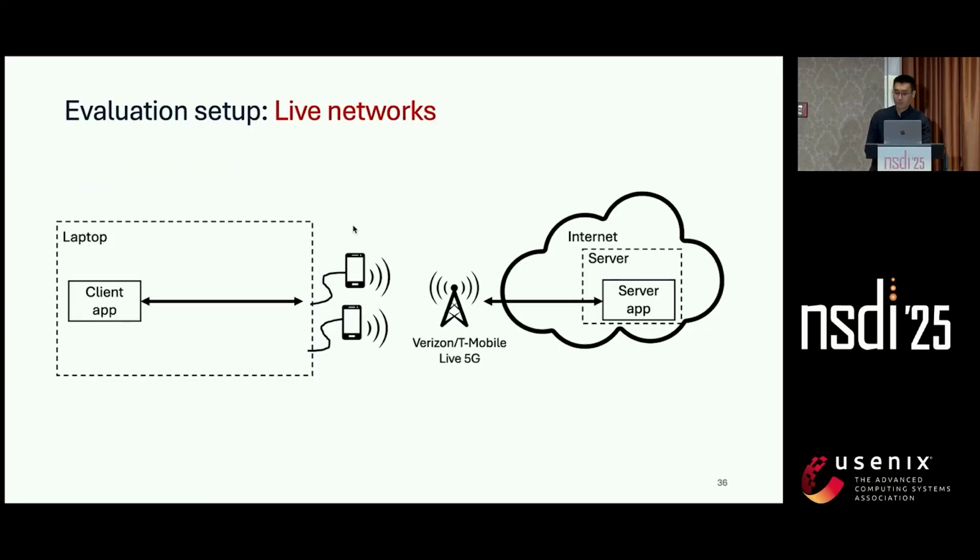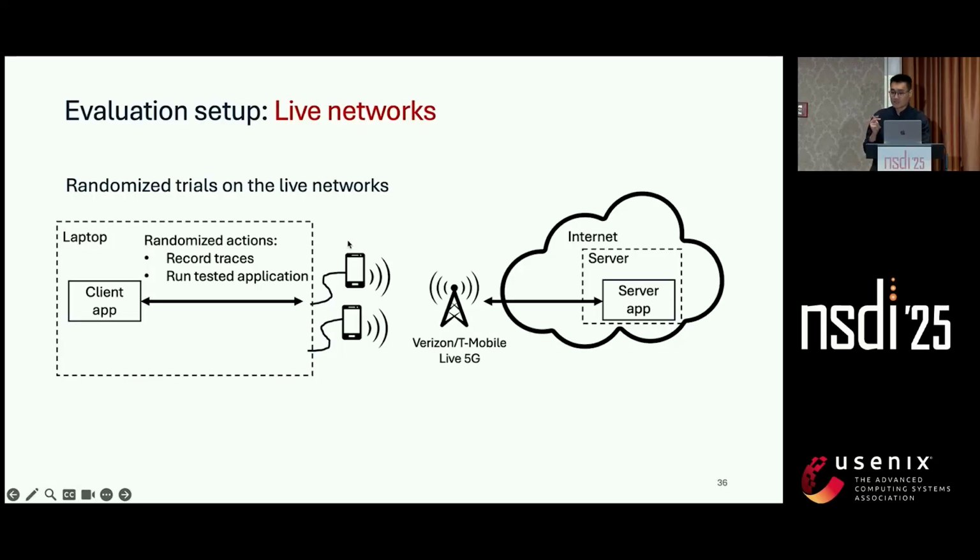This is our setup. We connect a laptop with two phones, and it can send traffic to our server, which is running a server application. And all of our experiments are conducted in randomized trials, in which we perform a series of randomized actions that include recording traces according to CellReplay or Mahi-Mahi, and running tested applications over the live network.